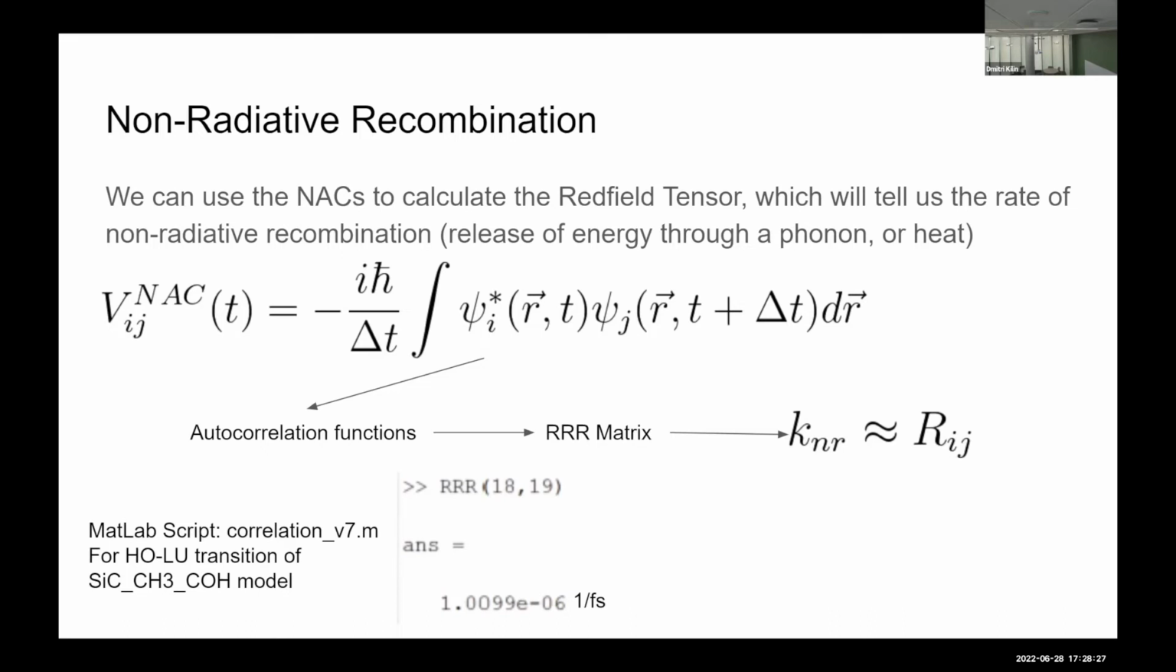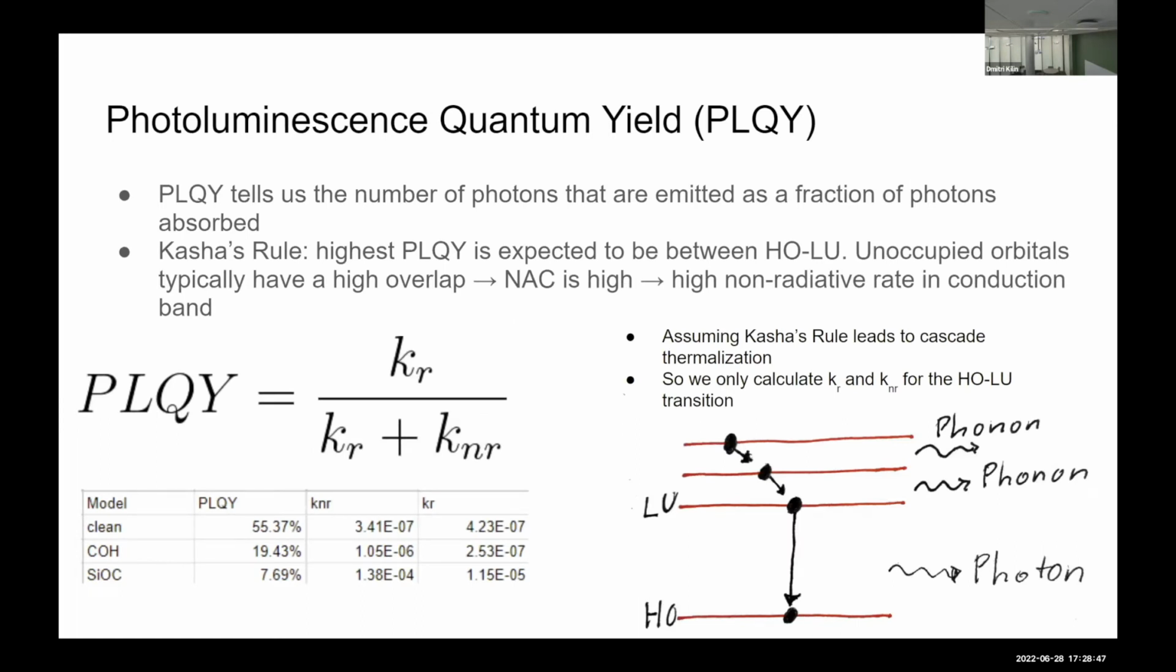Just as an example, down below I did this calculation for one of my models for the HOMO-LUMO transition. When you run the correlation MATLAB script, the output in the triple R matrix is going to be in inverse femtoseconds, in case you need to convert that to anything else. Combining those two rates, we get the photoluminescence quantum yield, which is a lot of words, but basically it's saying how many photons are emitted as a fraction of how many photons are absorbed.